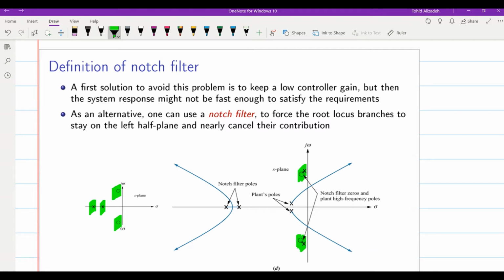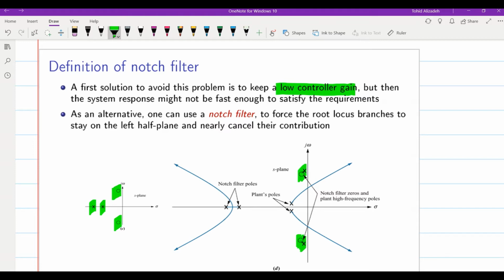In this way, the notch filter will cancel the effect of those poles, or in other words, the frequency of the oscillations that we have over there will be filtered. That's why it is called the notch filter. This is indeed a kind of band pass filter. Another approach would be to keep the controller gain at a low value, but then as we see in the example, in that case the response of the system might not be fast enough for us.